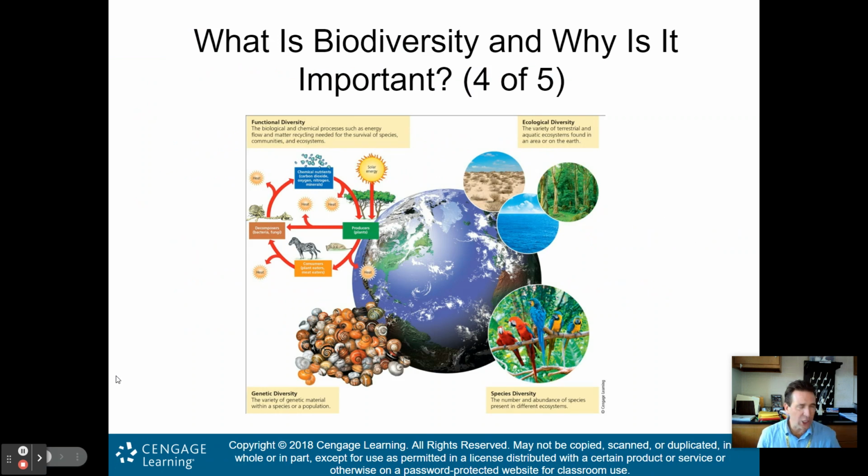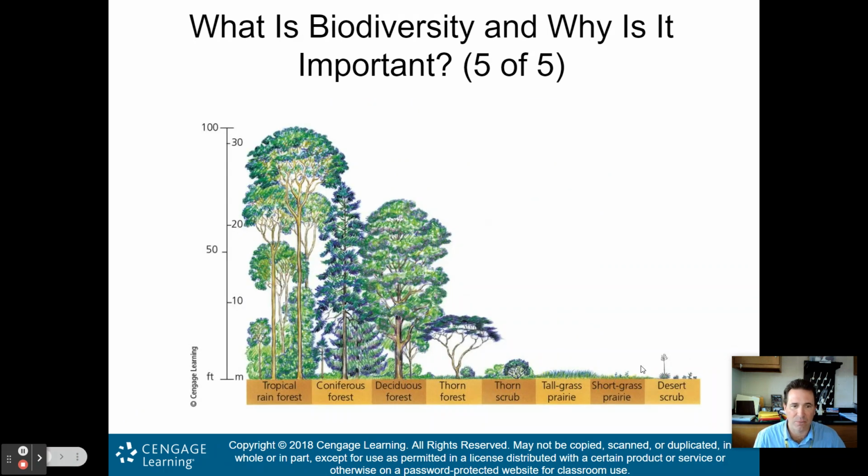So again, just looking at a chart here, the major components of Earth's biodiversity. Again, there's the functional, the different types of biological and chemical processes that happen. Then we have our genetic diversity, again, the variety of genes. You have your species diversity that we spoke about, right? And then you have your ecological diversity, or the variety of terrestrial and aquatic ecosystems we have out there.